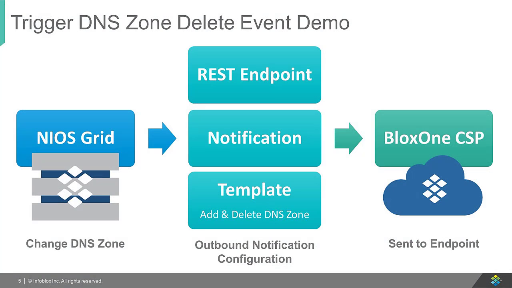For better visualization, an outbound endpoint has been configured to point to the Blox1 Cloud Services Portal, or CSP for short. A notification rule for DNS zones and an appropriate template containing the API calls have also been created for this demo. We will delete a DNS forward zone from NIOS and then observe that the zone is also removed from the CSP in order to demonstrate that the new notification is indeed being triggered by the delete event.